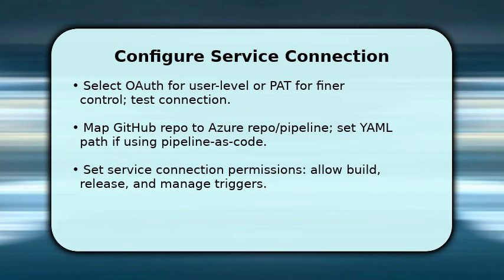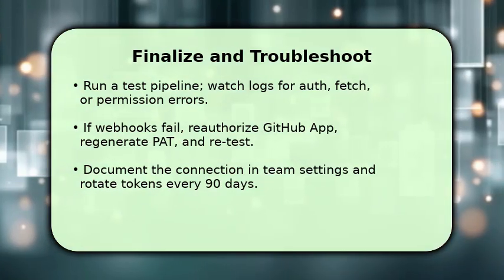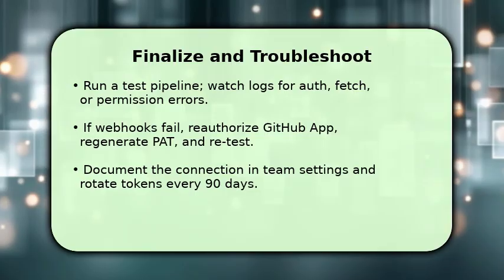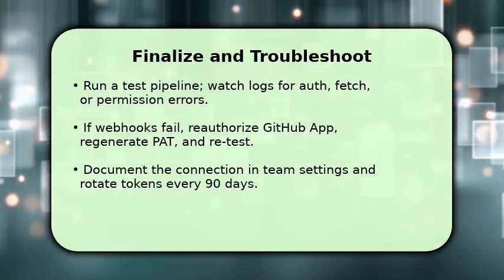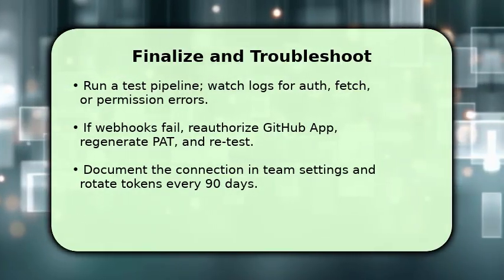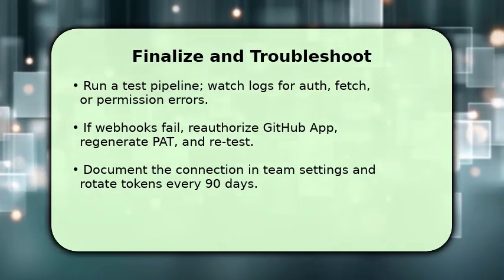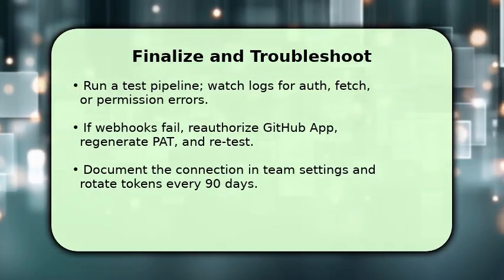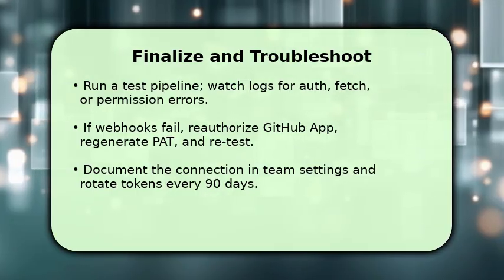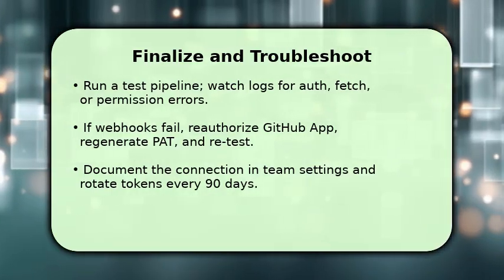You finish by running a test build to validate hooks and permissions. Watch the logs for authentication or fetch errors. If the pipeline fails to access the repo, reauthorize the GitHub app or regenerate the PAT and update the service connection. Make sure webhooks are enabled in the GitHub repo settings and that Azure is listed.